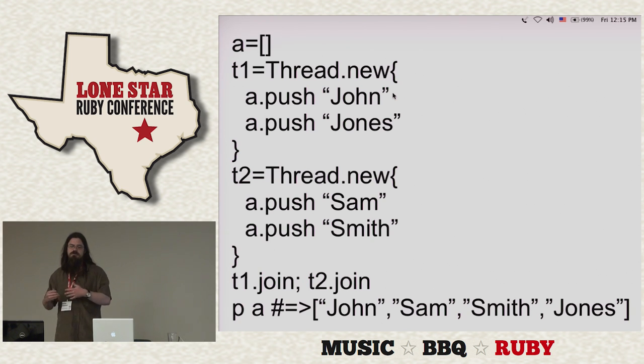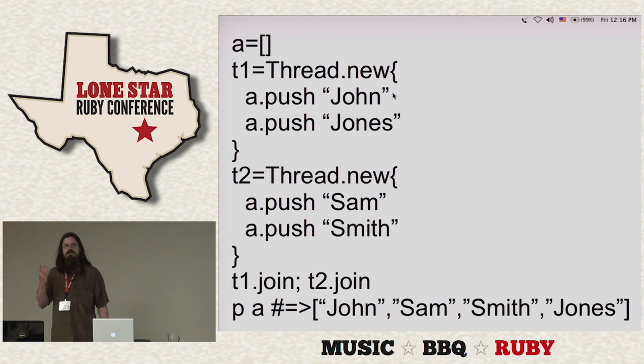In 1.9, it's using native threads, so you'd think it would be able to use multiple cores, but it's not, because the interpreter itself is still not reentrant. There's this big lock, which every thread has to acquire before it can do anything. That lock ensures that no more than one thread can run at once. A lot of what I'm going to say applies to both Ruby 1.8 and 1.9. From a user perspective, unless you're maybe writing a C extension, it looks pretty much the same. 1.9 threads might perform a little better.